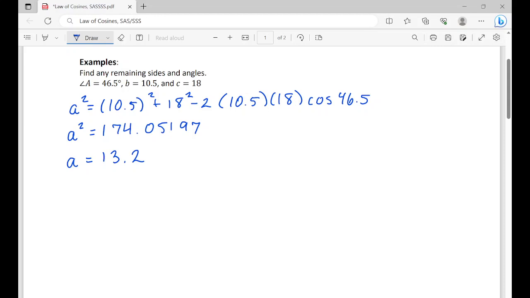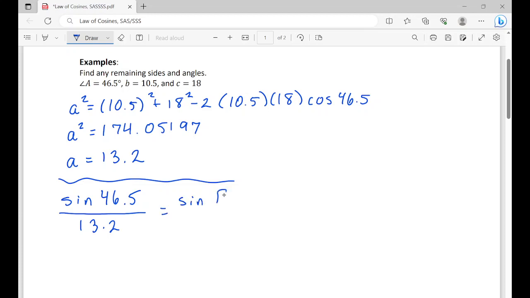Now from here, I don't really need to use law of cosines anymore. I can just use law of sines to figure out the remaining angle B and then use 180 minus the rest to get C. So that's what I'm going to do. I'm going to say that sine of 46.5 over 13.2 is equal to sine B over 10.5. And I can solve for sine B.